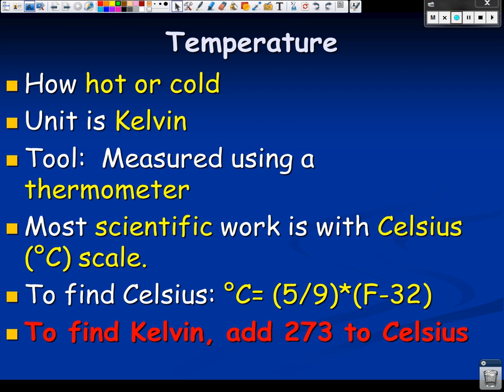Now, I'm just going to say this, and I'm not going to get into it. I don't want to get into it, so don't ask me to get into it. But I'm just going to say it for you to absorb it. That first sentence where it says how hot or cold, hot and cold do not exist. Hot and cold are arbitrary relative terms. And we'll talk about that later.